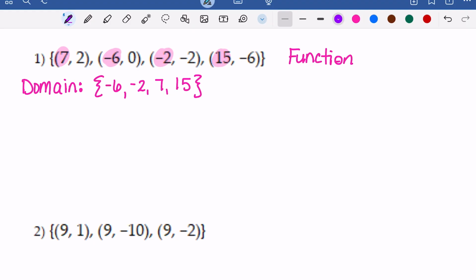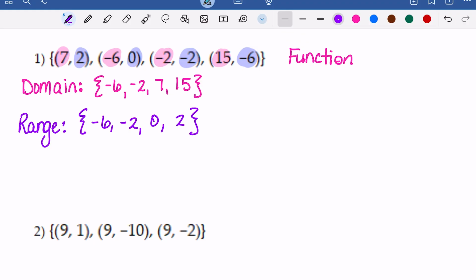Now, if we want to look at the range, that's going to be my y values. So I've got 2 and 0 and -2 and -6. So my range, again, I'm going to just list them. My smallest one is -6. And then I've got -2. I've got 0 and I've got 2. And that's it.